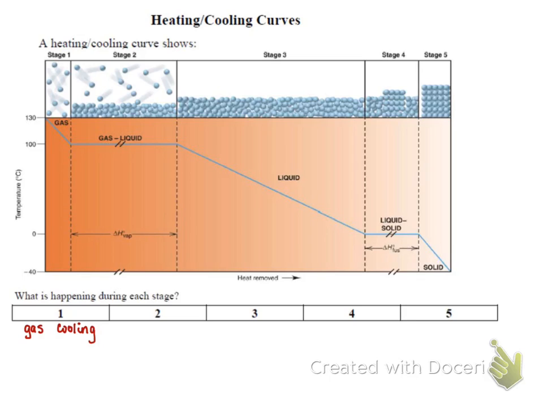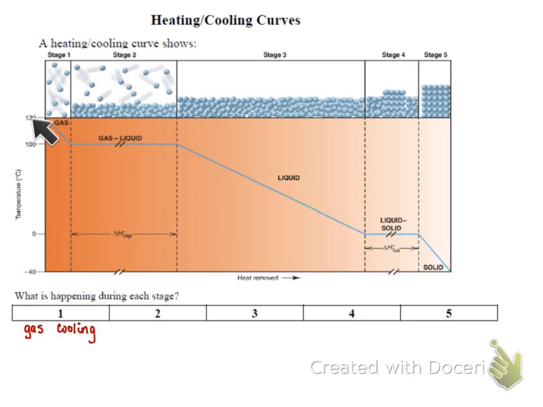So this is a heating cooling curve. This one is for cooling. And we know that because the temperature is going down progressively, so it is cooling. And it starts out as a gas, in this case at 130 degrees, and the substance is water. So therefore the boiling point for water is 100, and the melting and freezing point for water is 0.